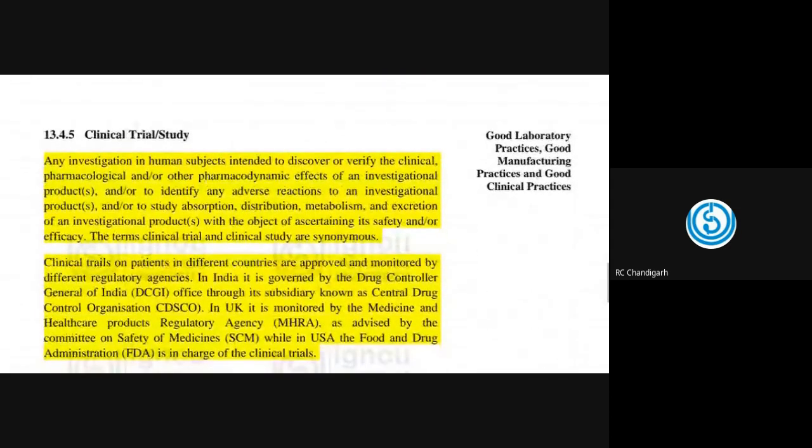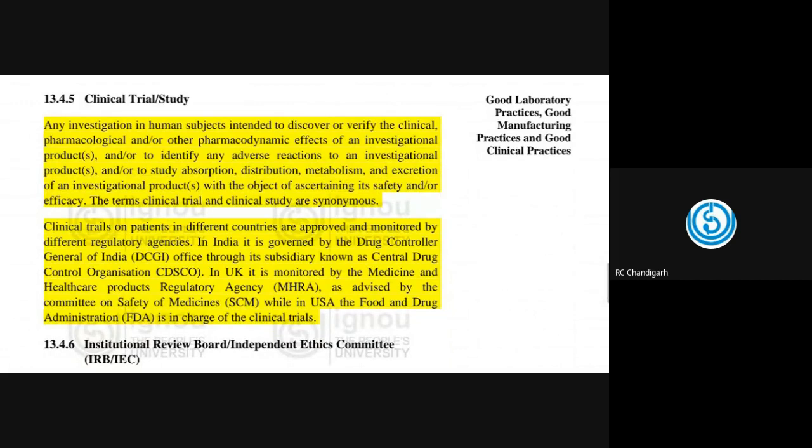Now, clinical study or trial. Any investigation in human subjects intended to discover or verify the clinical, pharmacological, or pharmacodynamic effects of an investigational product, or to identify any adverse reactions to an investigational product, or to study absorption, distribution, metabolism, and excretion of an investigational product or any drug with the object of ascertaining its safety or efficacy. The terms clinical trial and clinical study are synonymous.